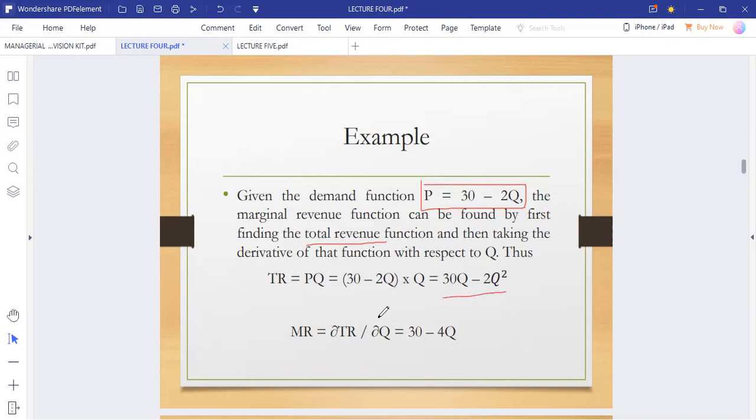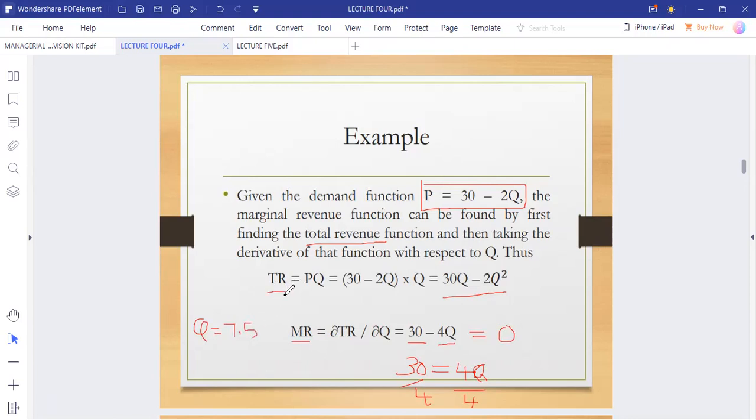To get the marginal revenue, we need to differentiate this. 30Q becomes 30, and 2Q squared becomes 4Q. So how then do we maximize revenue? Whenever the marginal revenue is equal to zero, we maximize the revenue. So when we equate this to zero, we have 30 is equal to 4Q. We divide both sides by four, so our Q is going to be 7.5. So 7.5 units will maximize our revenue.